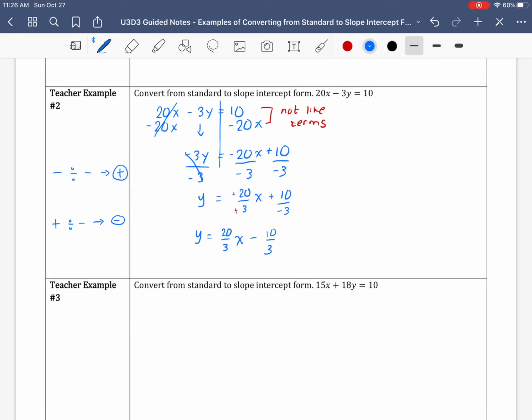Now we would want to simplify 20 thirds and 10 thirds. Luckily, those are already in their simplest form. So this is our final answer, y equals 20 thirds x minus 10 thirds.